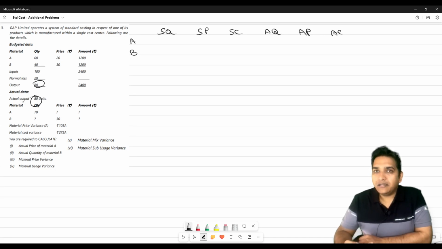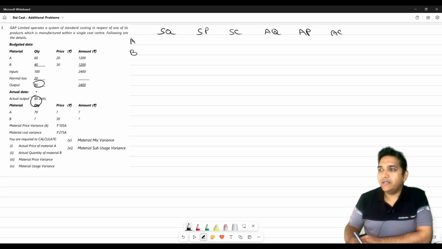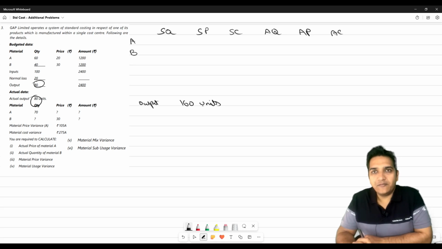However, let's say I will take an example. If my actual output was 160 units, in this case, how will we calculate our standard, right?